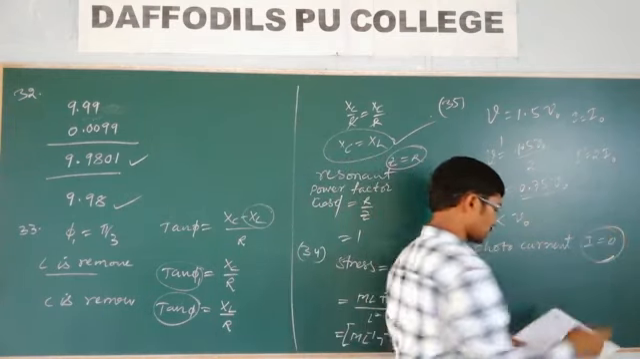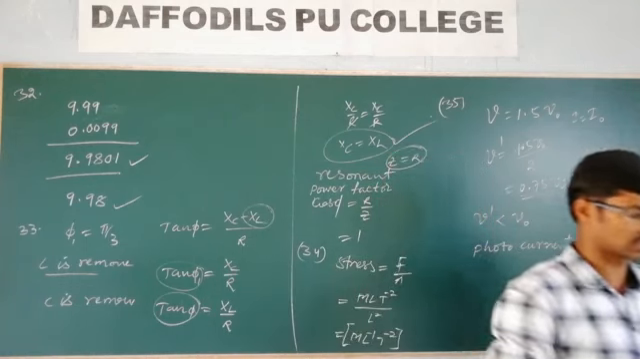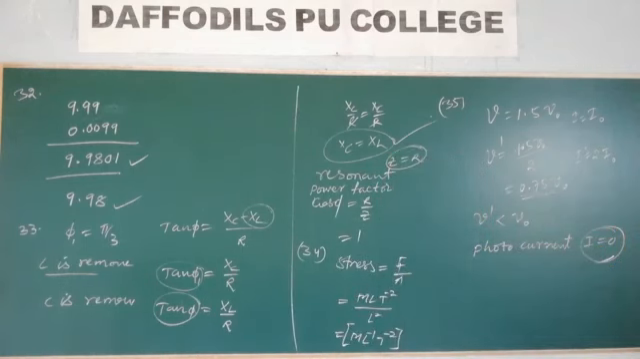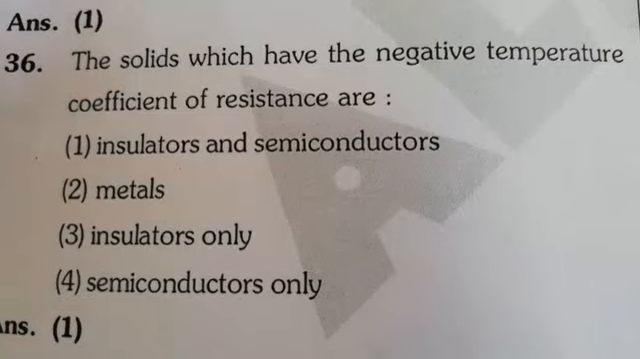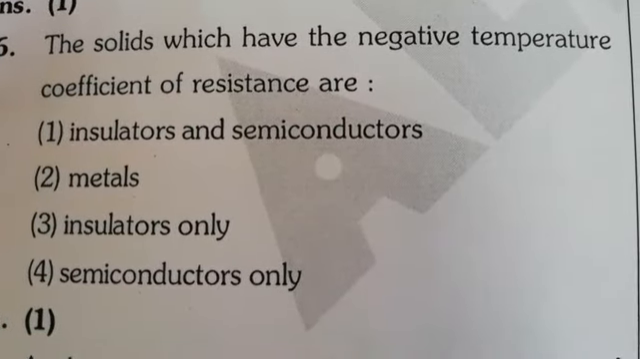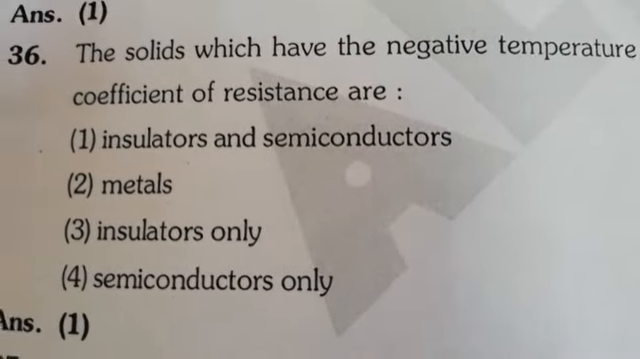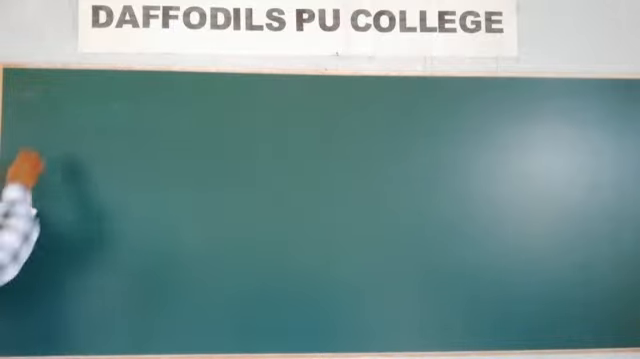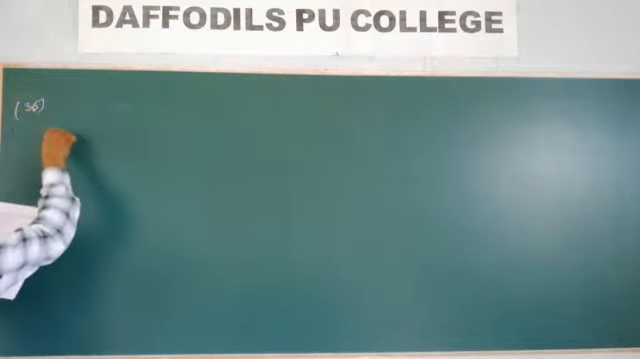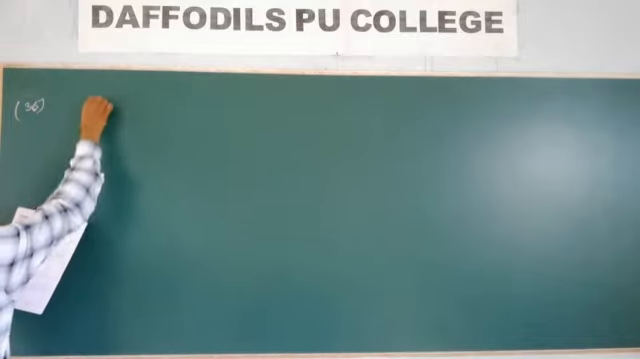Even if the intensity increases, if the incident frequency is less than the threshold frequency, then the electron cannot be emitted from the surface of the metal, so no photocurrent will take place. Then the current is 0, which is the first option. So let us go for the 36th one.